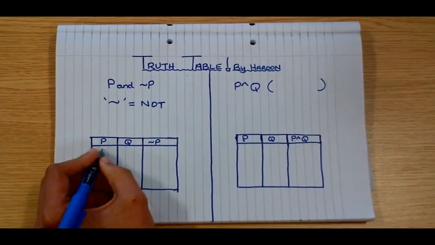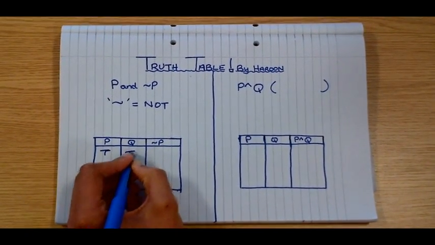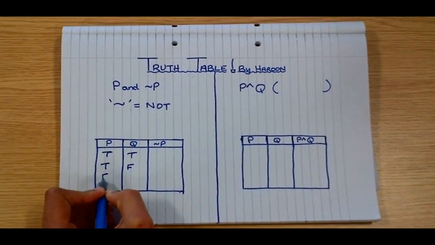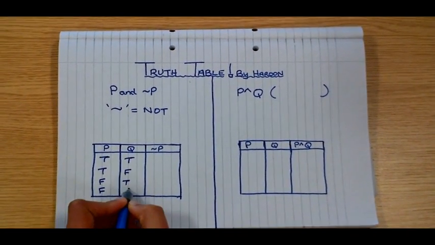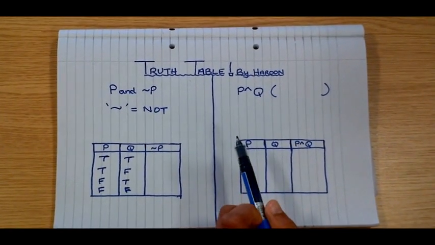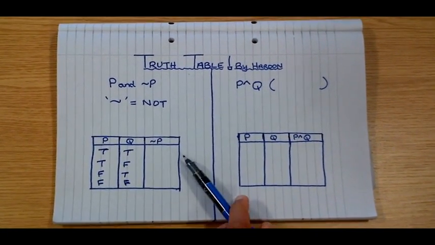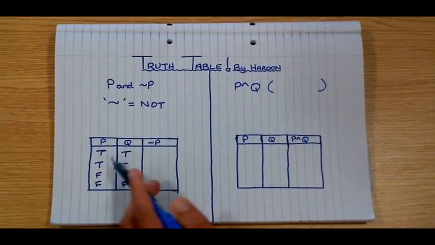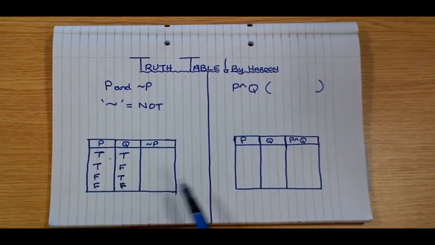So if we were to start off with all the possible solutions, there'd be P is true, Q is true, P is true, Q is false, likewise P is false and Q is true, and finally both of them false. Please note that in this table the values of Q, like I said, do not affect the values of not P. So if we were to find the answers of not P, we look into the P column as you see and invert whatever is true to false and whatever is false to true.